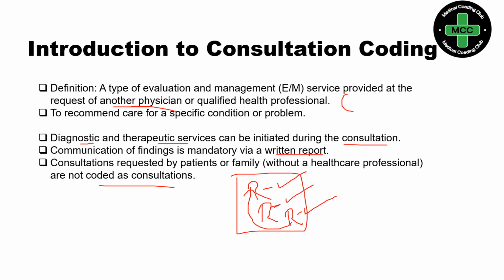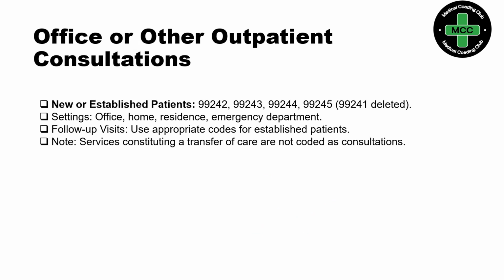Next we'll see the place of service based on consultation. The first place of service is office or other outpatient consultations. You can see here new or established patient. We don't have to check whether the patient is new or established. Here you need to check whether the consultation was initiated by an outpatient physician or an inpatient doctor. This is what you have to check.